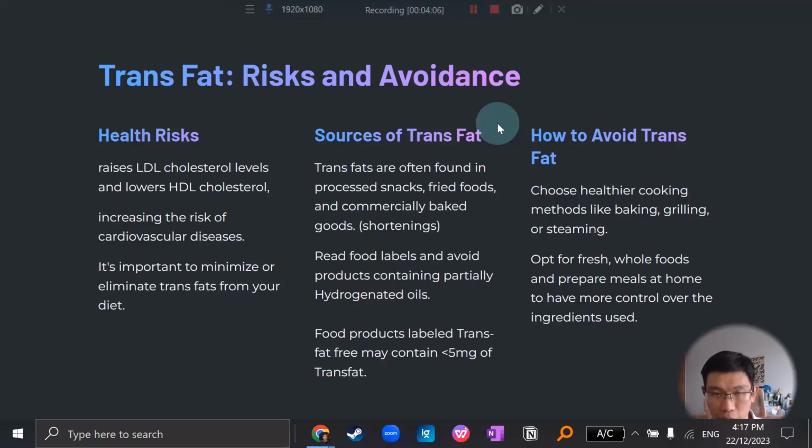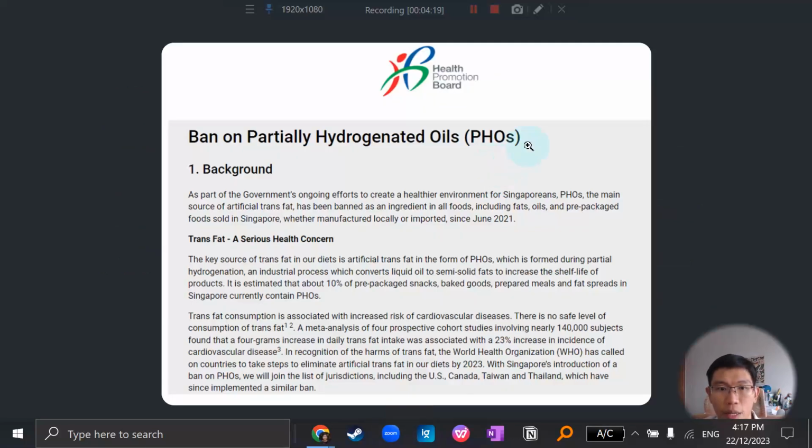How do we avoid trans fat? One, by opting for healthy cooking at home, using baking, grilling, or steaming instead of deep frying, and two, opting for fresh whole foods instead of processed foods. As you can see, in Singapore, since June 2021, when the negative effects of trans fat or partially hydrogenated oils has been highlighted, Singapore has a ban on the use of partially hydrogenated oils or trans fats.